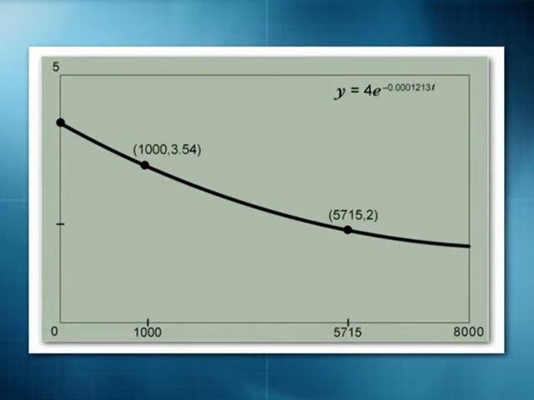Here's a picture again of this situation, and I did it with a graphing calculator. Notice that at 1,000, we have about 3.54. We started at 4, and then it decayed off. And I've also plotted the half-life. When time is 5,715, we have 2 grams.